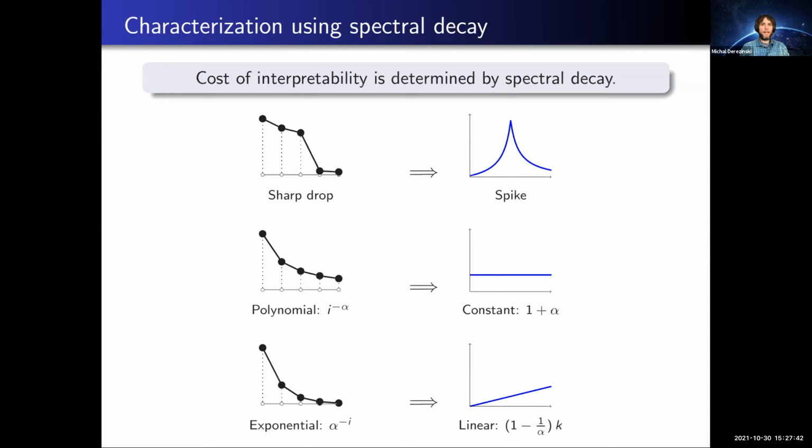This also implies that when the spectral decay is sufficiently smooth, for example, when it exhibits a polynomial rate, which is commonly observed in practice, then we can prove that there's no spikes and the cost of interpretability is small for all values of the dimensionality parameter, significantly improving on the guarantees from the prior work.